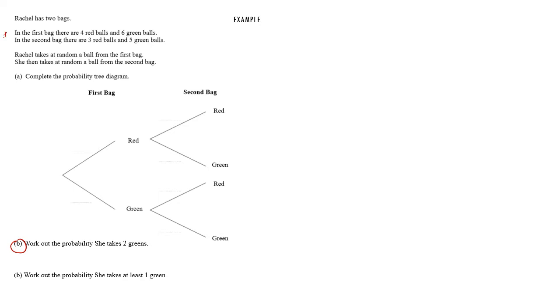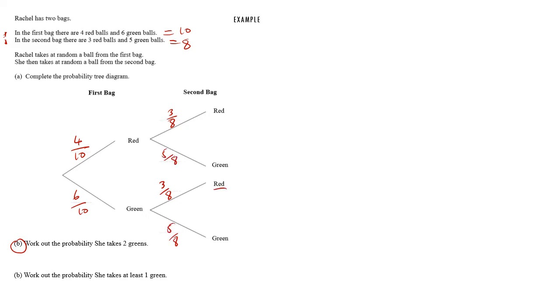In the first bag, there's 4 red and 6 green, so there's 10 balls in total. So the probability of choosing a red is 4 out of 10, and the probability of choosing a green is 6 out of 10. In the second bag, there's 3 red and 5 green, so we've got 8 in total. The probability of picking a red at random is 3 out of 8, and the probability of picking a green is 5 out of 8.